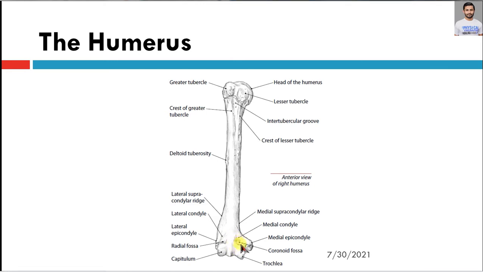There is a bit of debate about this coronoid fossa, whether it limits flexion or not. So in lean persons, this coronoid fossa, similar to the olecranon fossa, limits the flexion. And then we have the radial fossa on the lateral side.